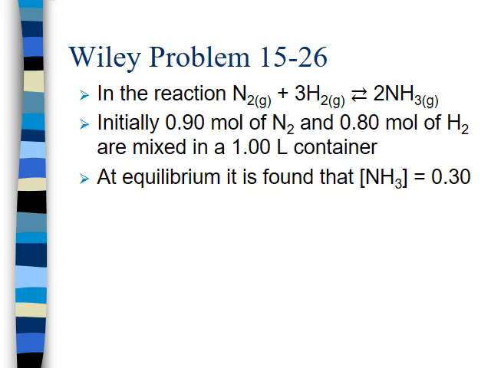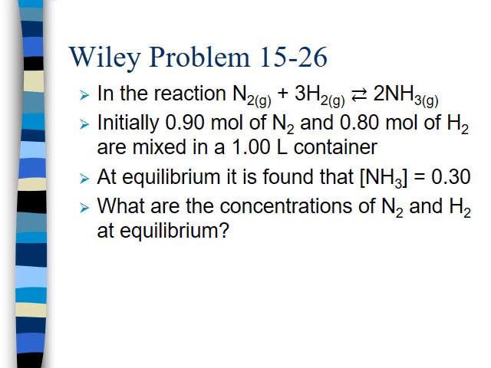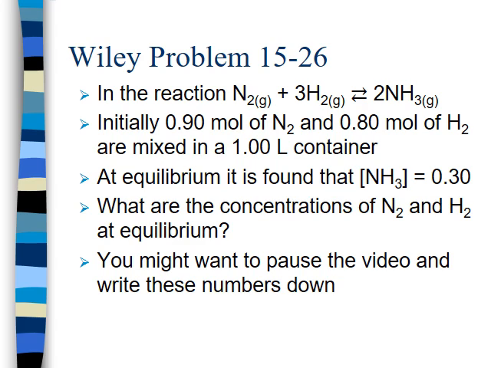At equilibrium, it's found that the ammonia concentration is 0.30. So they want to know what are the concentrations of nitrogen and hydrogen. The ice table will help us figure out what we have, what changes, and eventually what we have at equilibrium. So you might want to pause the video and write this information down as I apply it to the ice table.